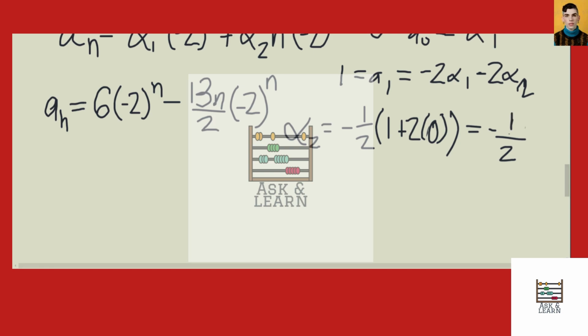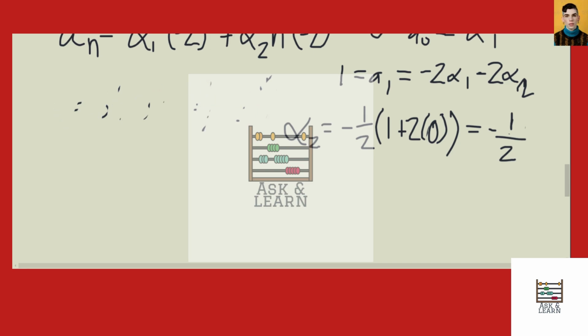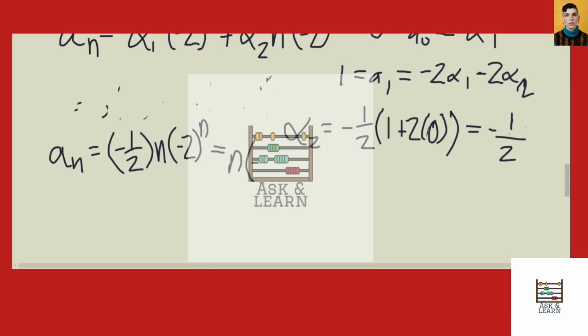And so the particular solution is a_n equals negative 1/2 times n times negative 2 to the n, which is going to be n times negative 2 to the n minus 1.